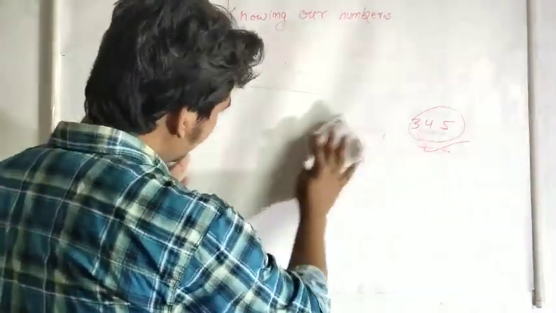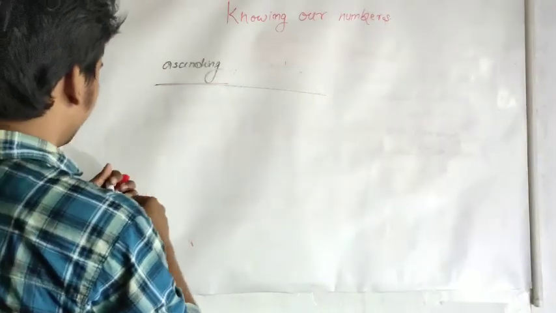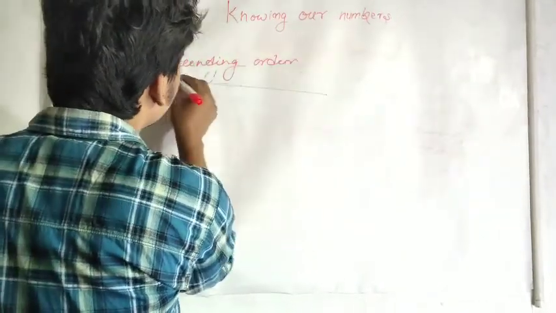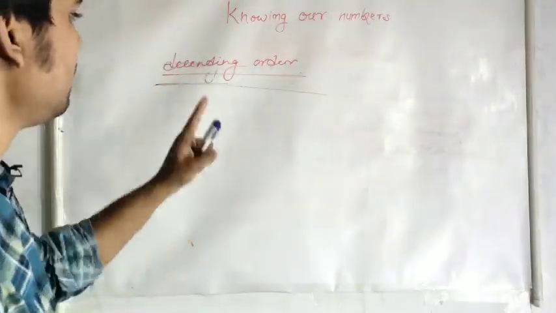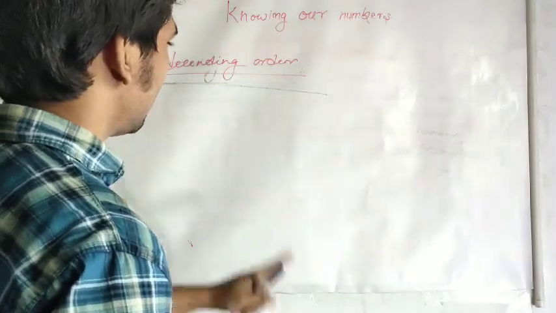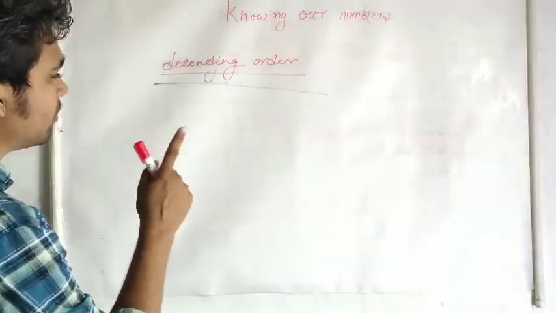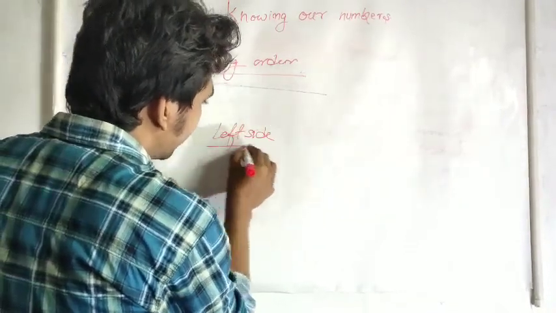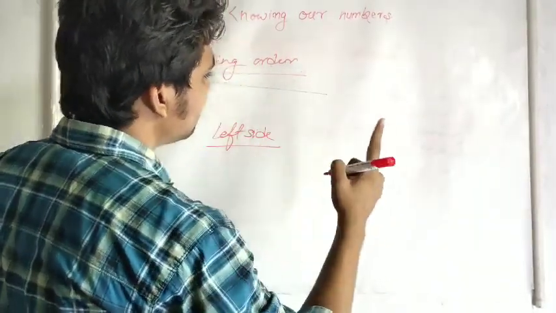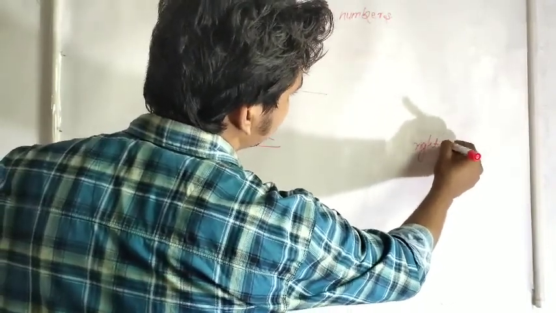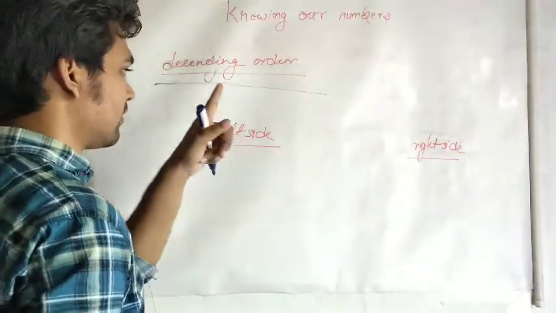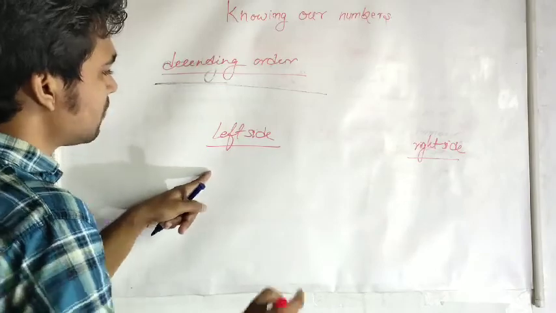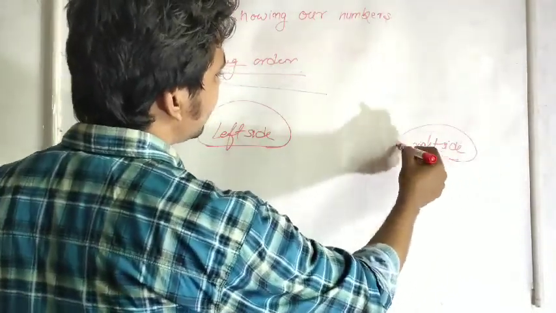So again friends, if we talk about descending order, in the process of descending order we put the numbers in such a way that the greatest number would be at the left side and the smallest number in the given series would be at the right side. In ascending order, the greatest number was at the right side and the smallest number was at the left side. But in descending order, the greatest number would be at the left side and the smallest number at the right side.